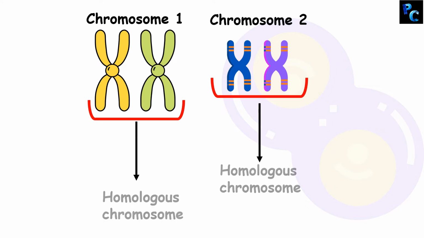These pairs are called homologous pairs. Homologous means similar. That is, they are similar. For example, if you have 2 t-shirts of the same type but different colors, so they are similar, right? So they are homologous. Is it clear, students?